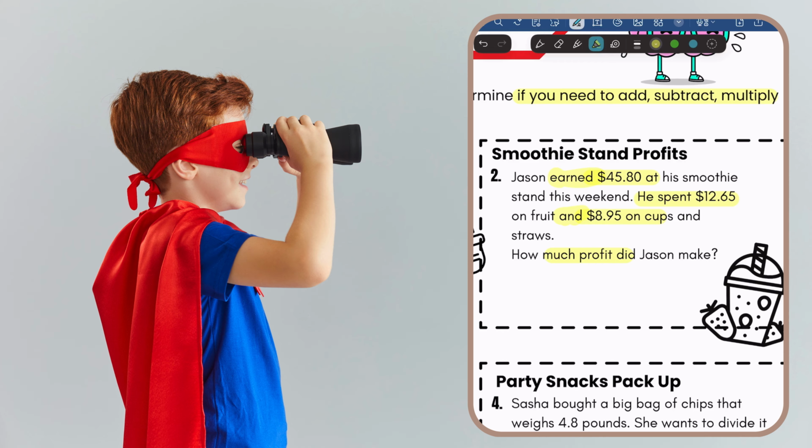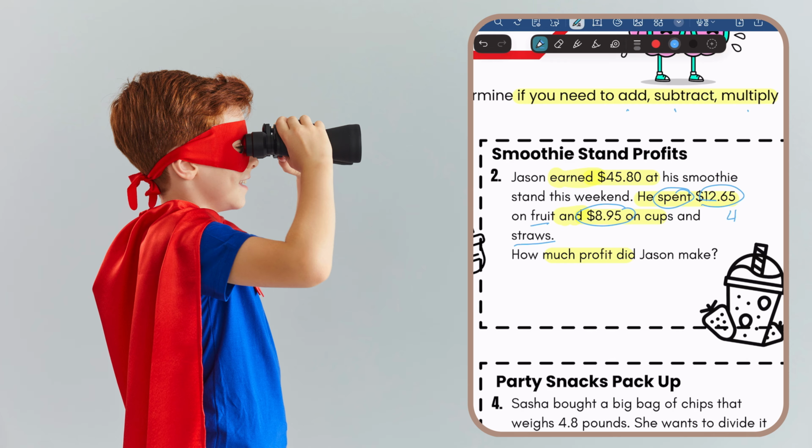Okay, so we have a lot of keywords here that we want to dissect to figure out, are we adding, subtracting, multiplying, or dividing? So we know that in total he earned $45 and then spent. So we want to ask ourselves, if I'm spending money, am I adding money, subtracting, multiplying, or dividing? What do you think? That's right, we are subtracting. And we're subtracting both of these amounts, the $12.65 that he spent on fruit and the $8.95 that he spent on straws. So you could do this 2 different ways.